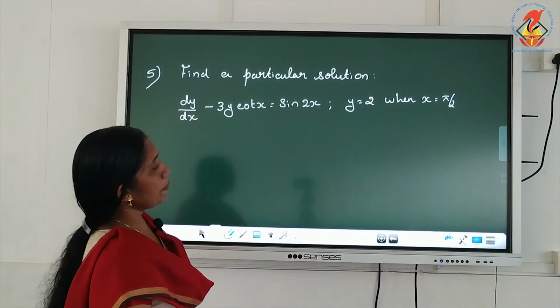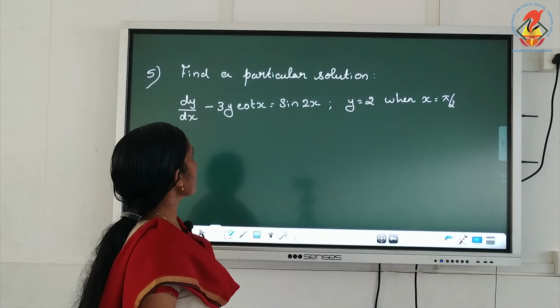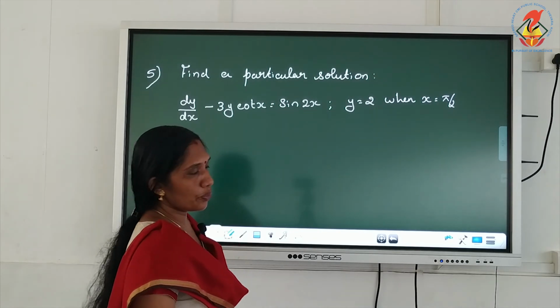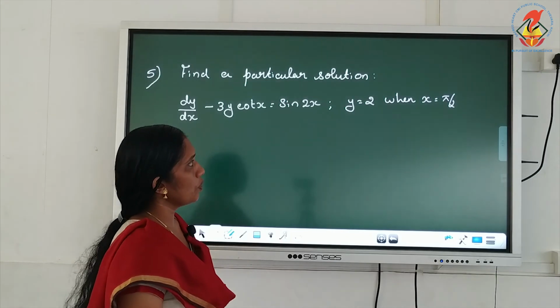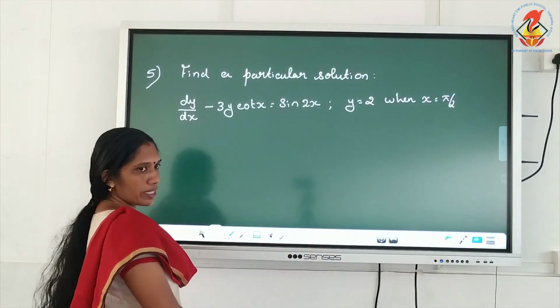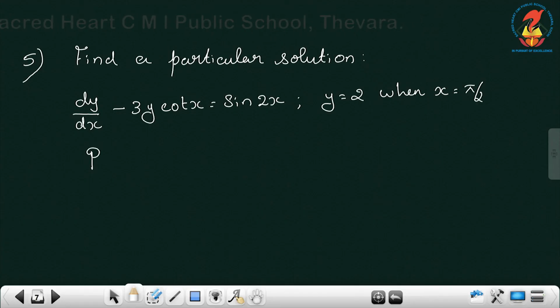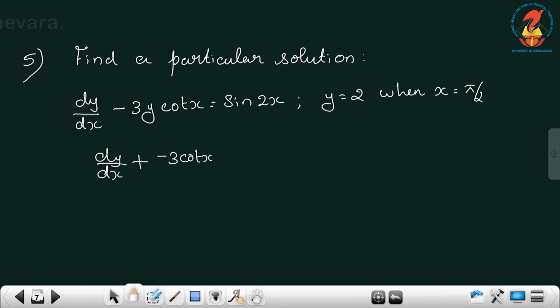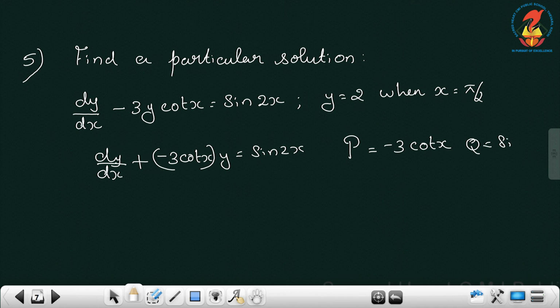Now the next one: find a particular solution. dy by dx minus 3y cot x is equal to sin 2x, y is equal to 2 when x is equal to pi by 2. So the given equation is in linear format. So P is the sign also, you have to take here. So minus 3, or one more step: dy by dx plus minus 3 cot x into y. So P is minus 3 cot x and Q is sin 2x.